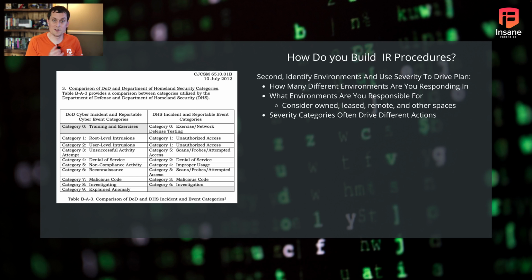Those procedures on who you wake up at 2 in the morning, on when you pull the trigger to bring in an expensive IR retainer, all of those things are going to drive different actions. And your IR procedure should provide that base playbook to say, this is what we think we're going to do when we have a root level compromise. This is what we think we're going to do when we have an unsuccessful activity attempt, right? And you can build that choose your own adventure book, those diagrams of where you're going to go based on understanding both the environments and severity.